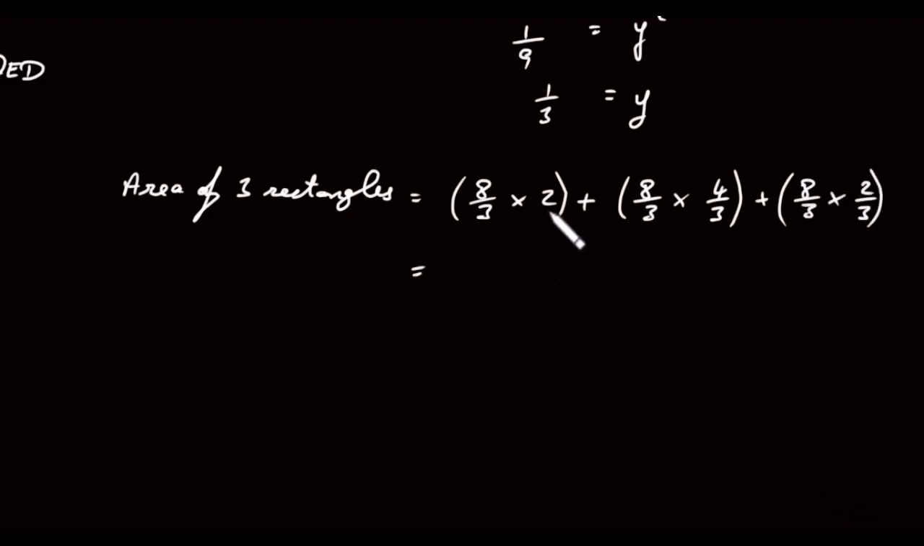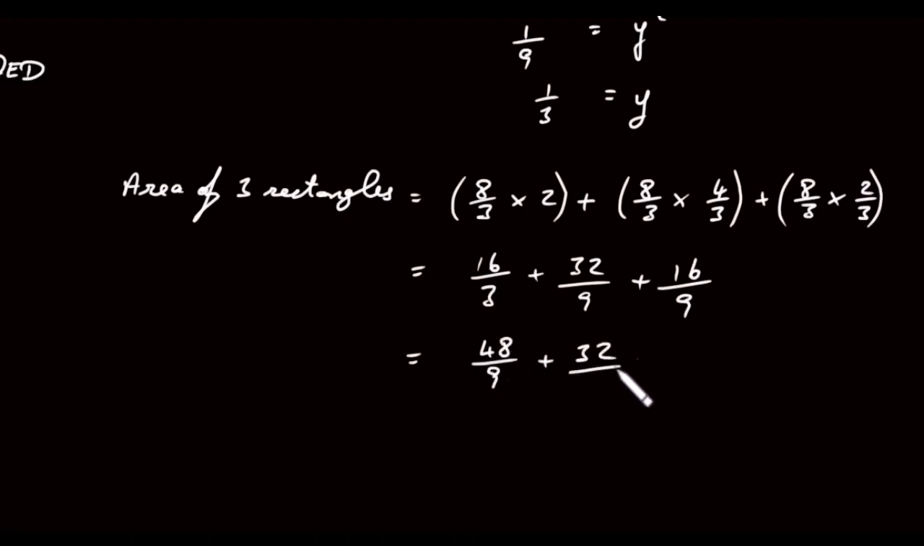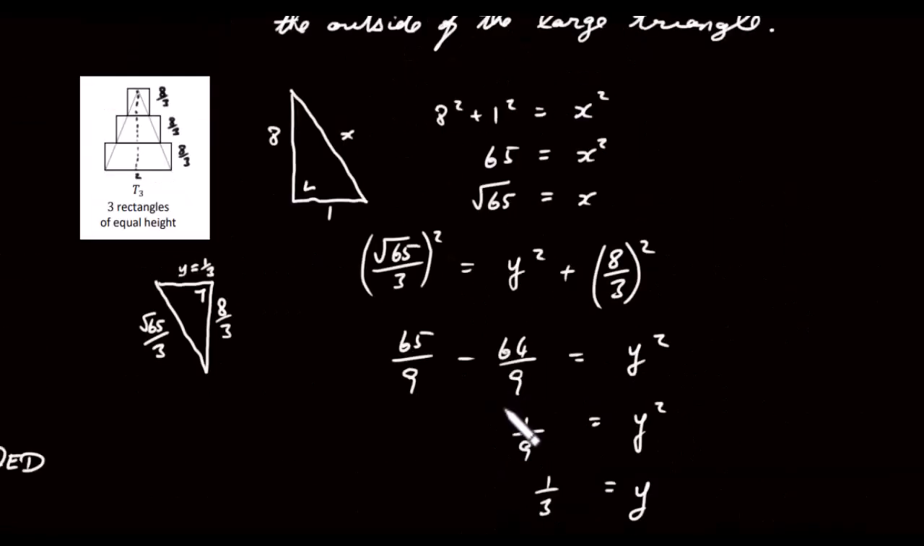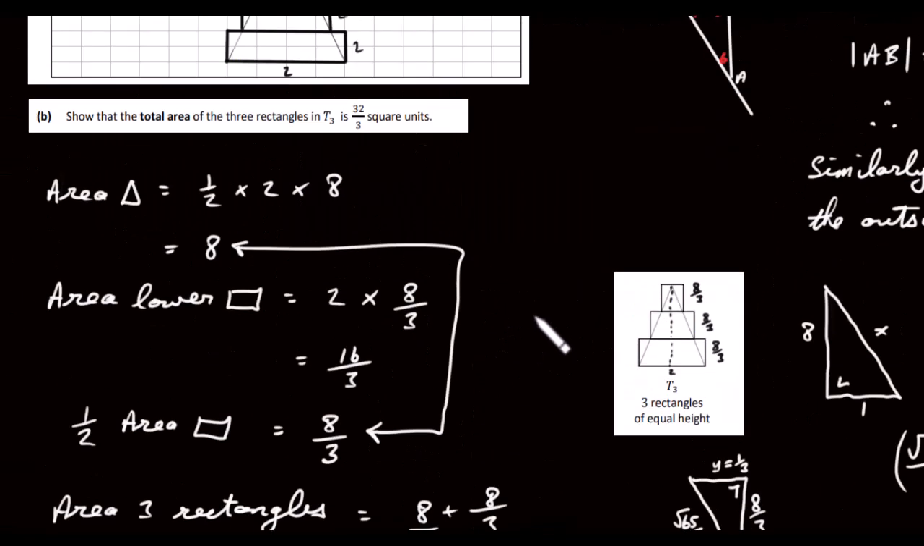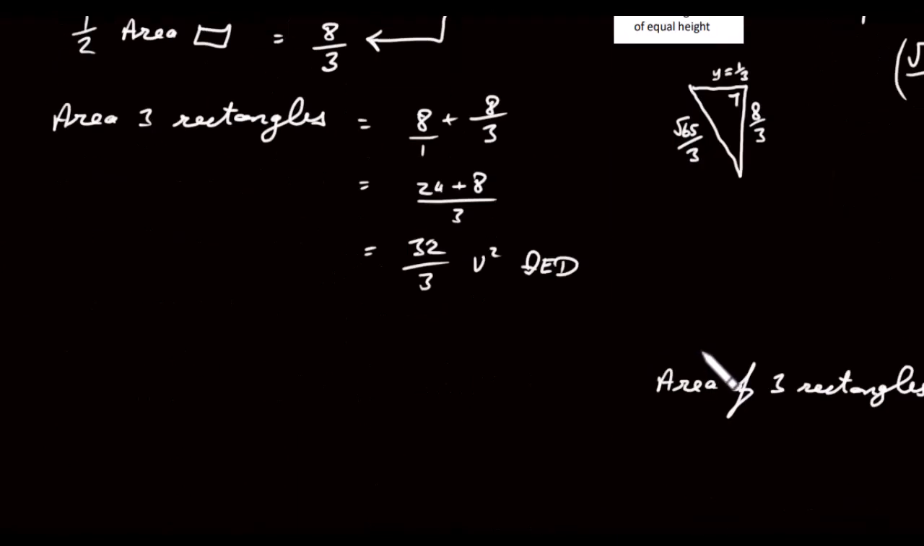So let's see, what does that give us? 2 times 8/16 over 3 plus 4 times 8/32 over 9 plus 2 times 8/16 over 9. That gives us 48 over 9 plus 32 over 9 plus 16 over 9. And if you add those, you get 48 plus 32 plus 16. That's 96 over 9. If you divide the top and the bottom by 3, you get 32 over 3, which is, I think, what they asked us to do. 32 over 3 square units.